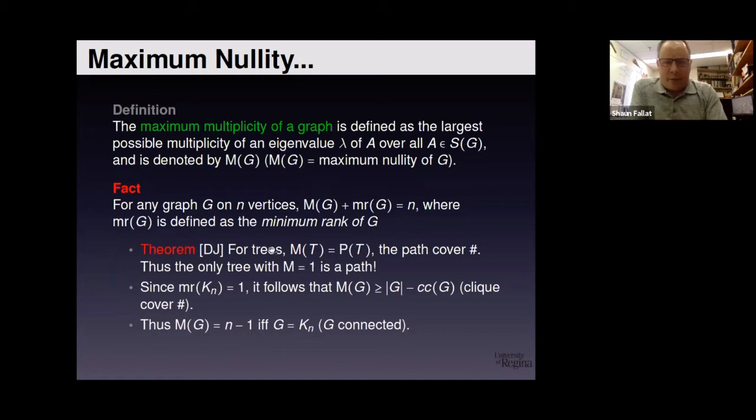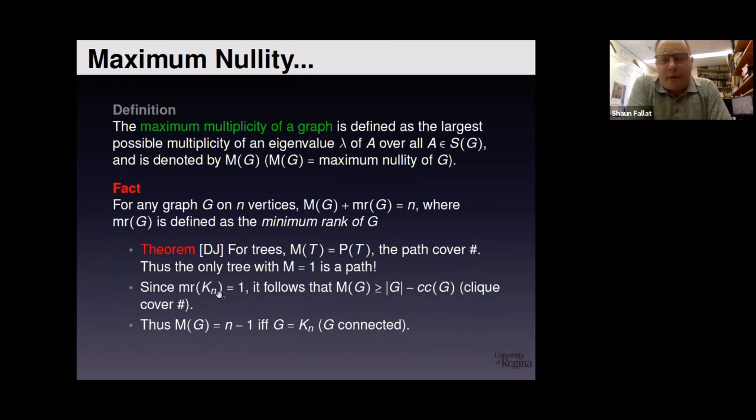Duarte-Johnson for trees showed that the maximum nullity of a tree is precisely the path cover number of that tree. So this is the fewest number of vertex disjoint paths that include all the vertices in the tree. And again, if you think about the path cover number of a path, which of course is 1, you get back to the fact that the maximum possible nullity is 1, which is obviously related to the Fiedler tridiagonal theorem I mentioned earlier.